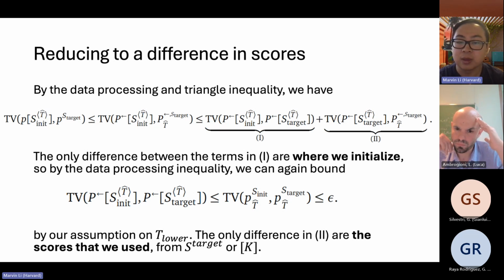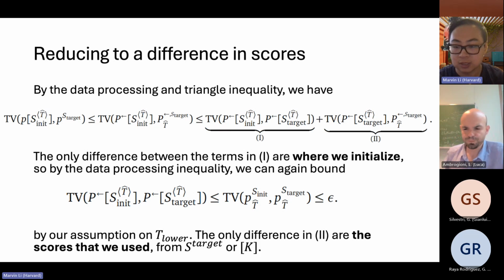So for the first term, you'll notice that the only difference is where we initialize. In one case, we initialize at S init, and in the other case, we initialize at S target. So we can again use the data processing inequality. We can bound it by the error between initializing at S init versus at S target at time t hat, and that is less than or equal to epsilon by our assumption on t lower.